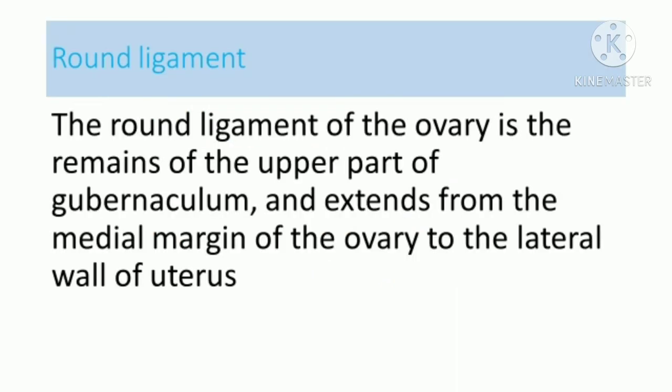The round ligament of the ovary is the remains of the upper part of the gubernaculum, and extends from the medial margin of the ovary to the lateral wall of the uterus.